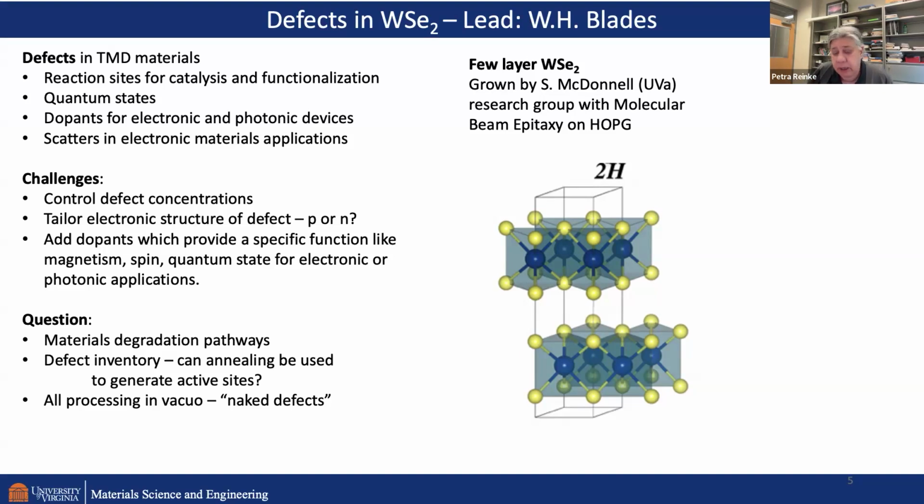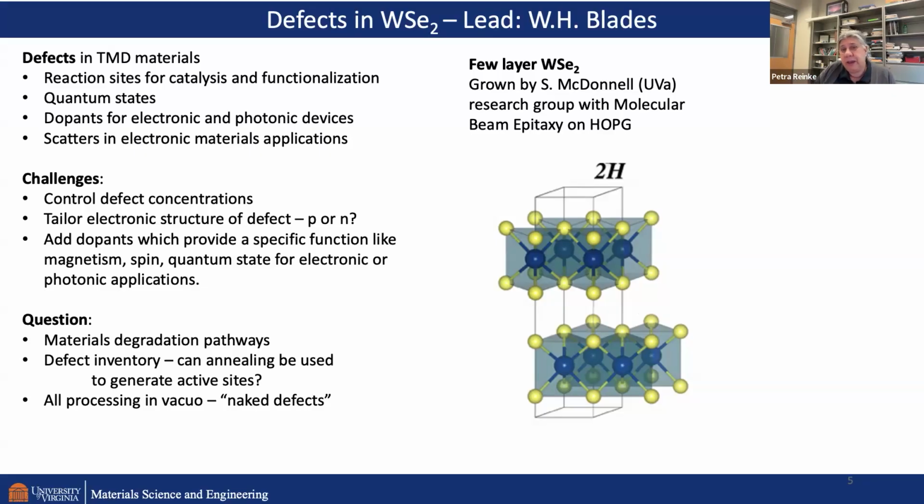So the particular material we're looking at here is a few-layer tungsten diselenide grown on graphite. This material was grown by Professor McDonald here at UVA, and it was grown by molecular beam epitaxy, MBE, which is a highly controlled way to study defects. The sample was transferred in air, but all the annealing steps were done in vacuum, so we expect that most of the defects we observe are probably naked defects.